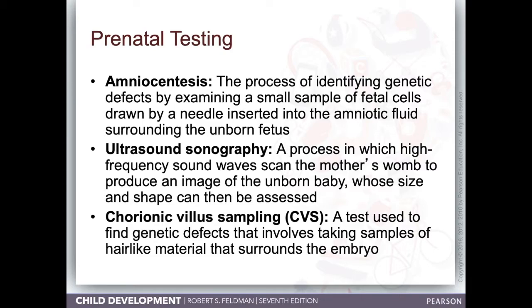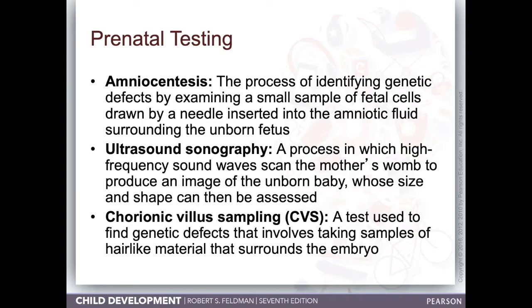They have the ultrasound sonography, which is a process in which high-frequency sound waves scan the mother's womb to produce an image of the unborn baby, whose size and shape can be assessed. With my high-risk mono-di pregnancy, I had to have these very often, which was fun. I liked going in and seeing them, even though it made it a little difficult because we didn't want to know what we were having. I always had to turn away whenever they would scan the area where I might be able to see something, which again on boys would have been much more obvious.